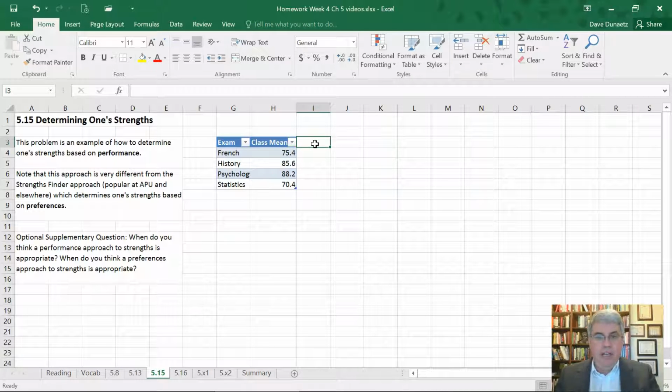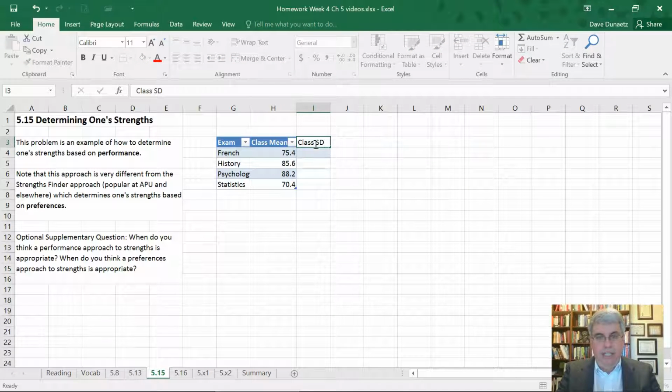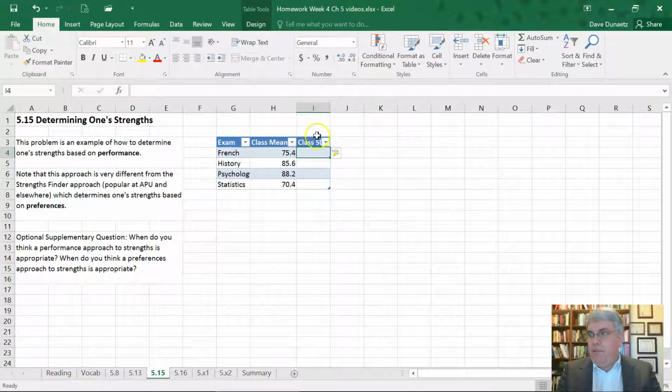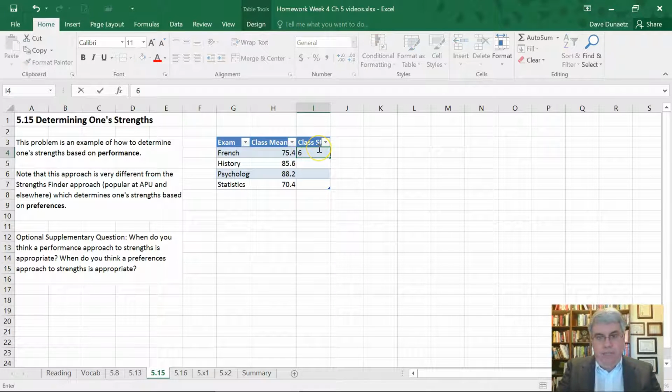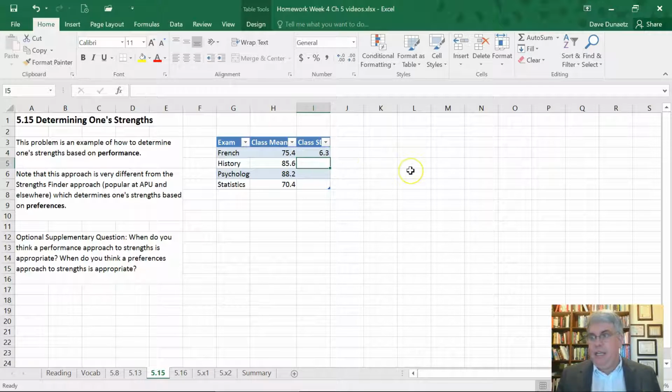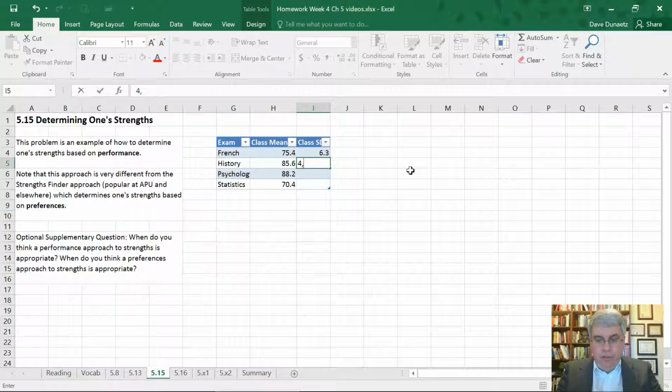Now let's put the standard deviation for each class, SD. And for French, it was 6.3. So that means most people had 75.4 plus or minus 6.3. In history, it was 4.1. So the scores were higher, but there was less variety of scores. People were closer together. In psychology, the scores were even closer together, standard deviation of 3.5.